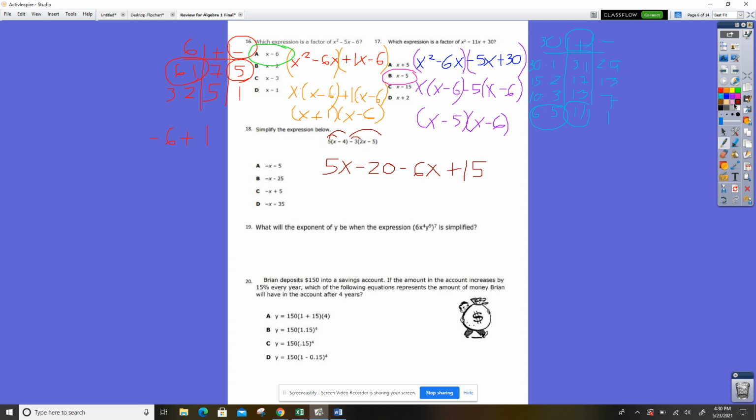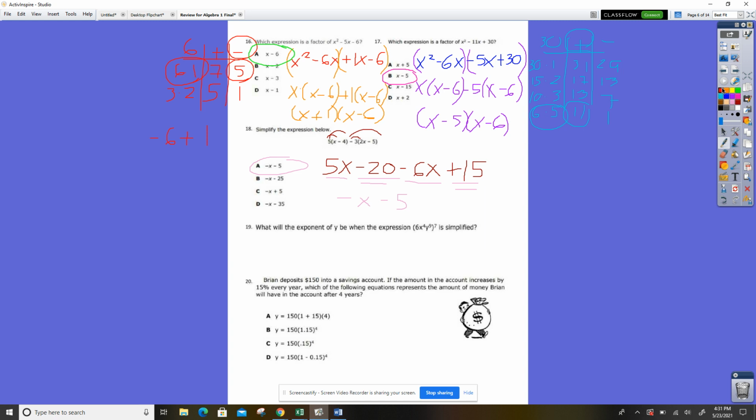Then the only thing left to do there is combine like terms, 5x and negative 6x, and then negative 20 and 15. 5 minus 6 is negative x. Negative 20 plus 15 is negative 5. So the answer is negative x minus 5, or A.